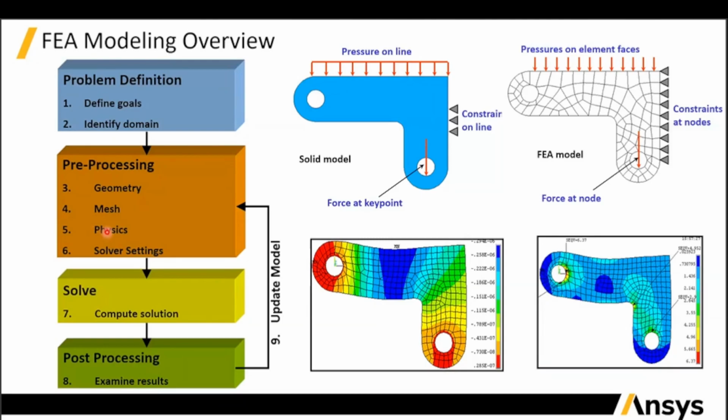Next is identifying the physics. Identifying physics is where you have to give proper boundary conditions. As of now we know different types of supports are there, and different types of loads can be applied over here. So you have to apply the physics over here as the next step.